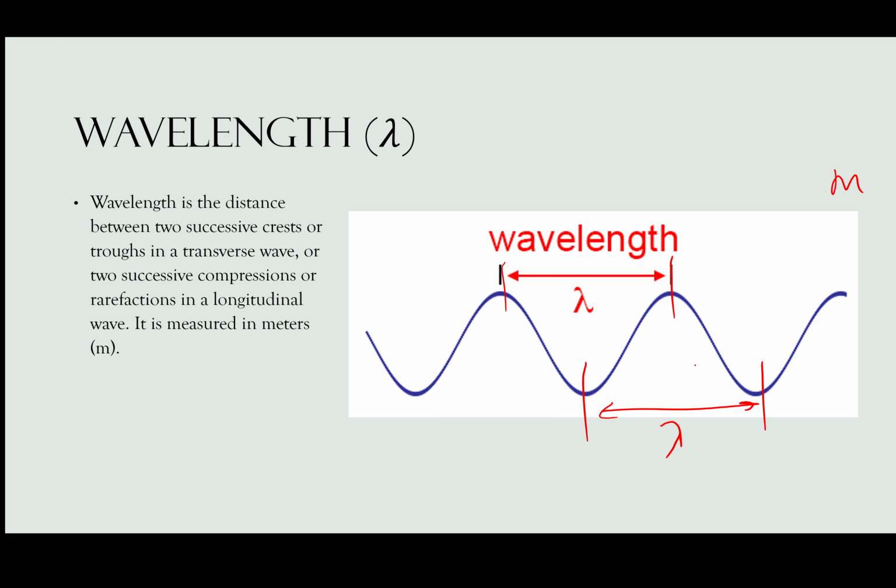But it could be the distance between any two successive points as well, because I could take the wavelength to be this. This is not a crest or a trough, but from this point back to the same point is a wavelength as well.